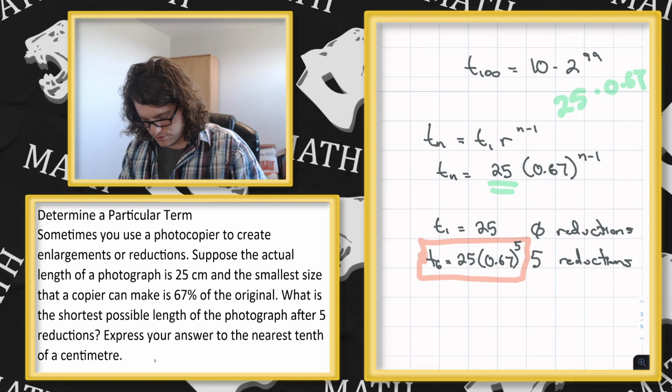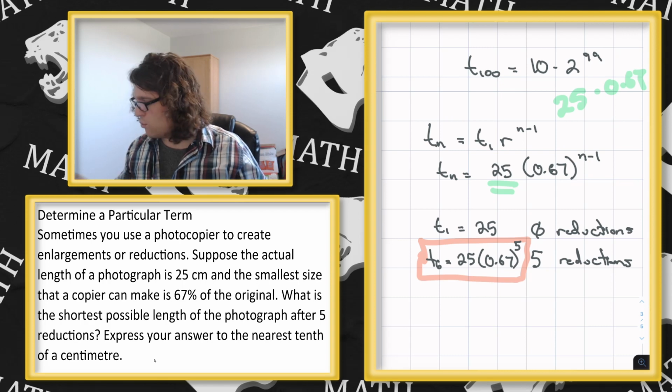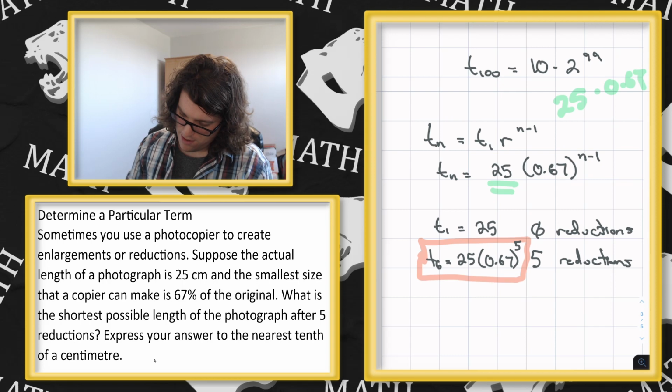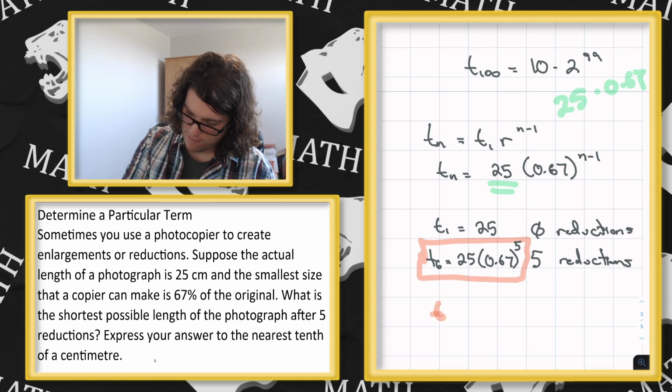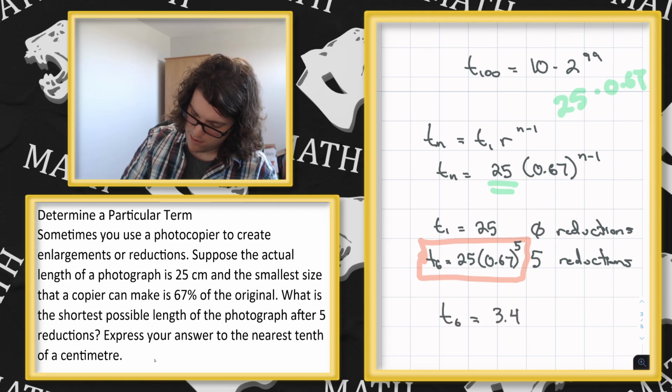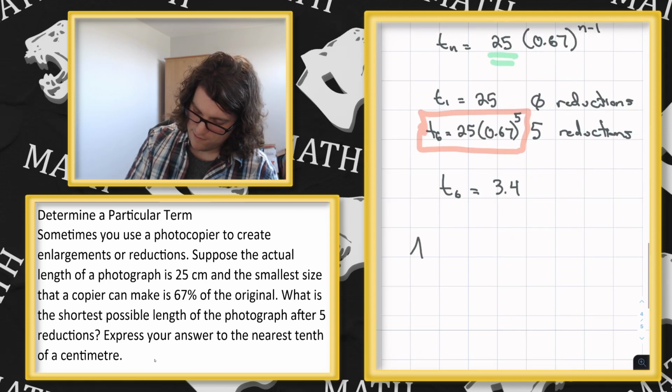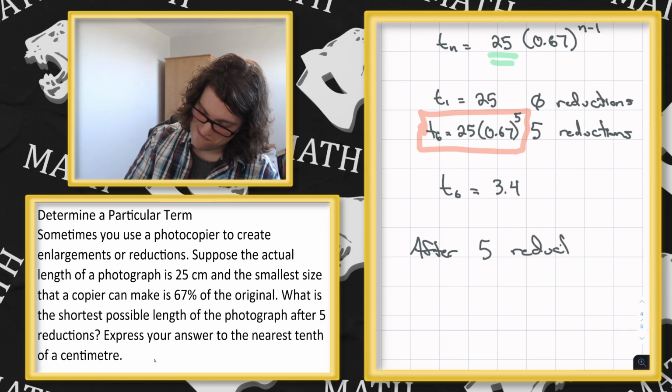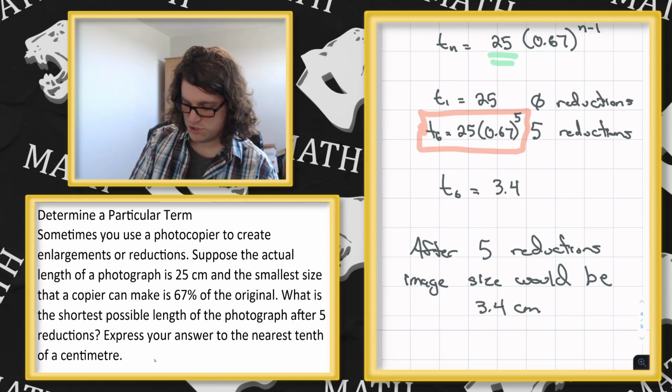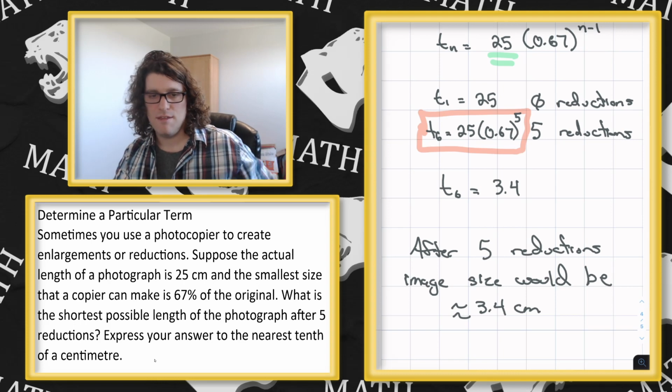So 0.67 to the power of 5 multiplied by 25 is 3.4 rounded to the nearest tenth. So after 5 reductions, we would be able to reduce this to 3.4, and it would be in centimeters. So after 5 reductions, the image size would be 3.4 centimeters. I should say approximately, maybe rounded to the nearest tenth of a centimeter.